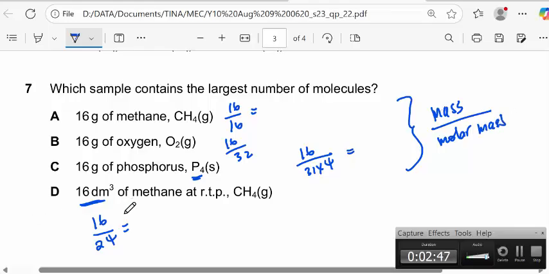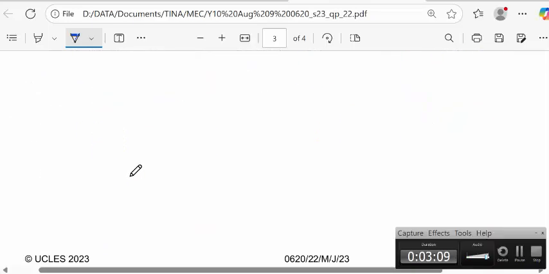This one, they give you a volume of gas, so it's volume over molar volume. You just have to count who has the largest number of moles. And the answer is A. Only one that's 1. The rest are less than 1. Okay, number 8.